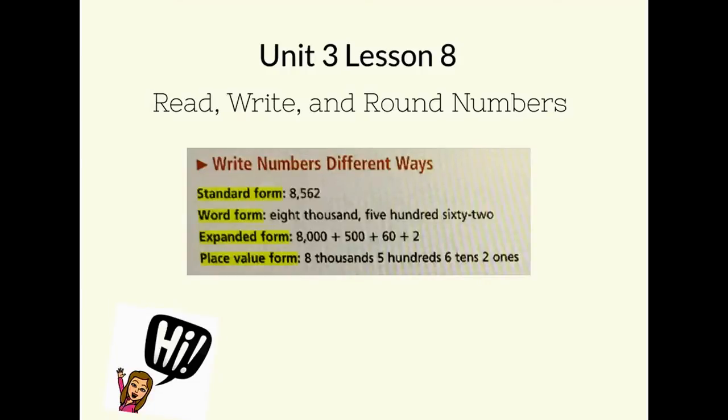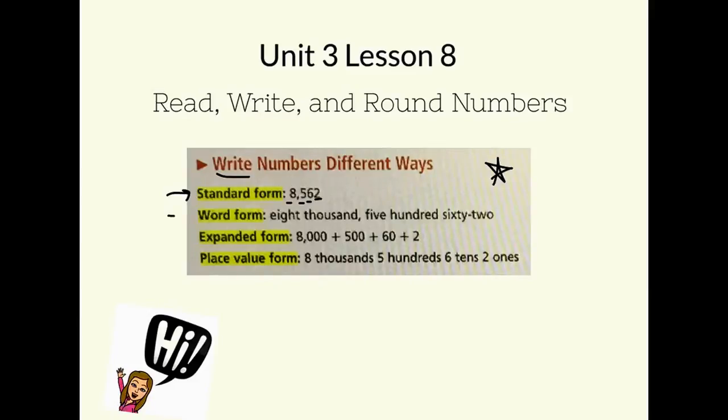First, I'm going to review the 4 different ways that we can write numbers. All of you are very familiar with the original form, which we call standard form, and that's how we write our numbers using numbers and commas when the place value requires it. So this number, 8,562, represented with numbers, is in standard form.